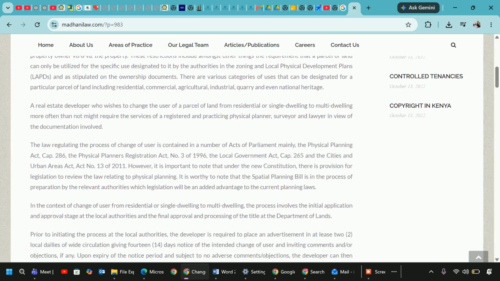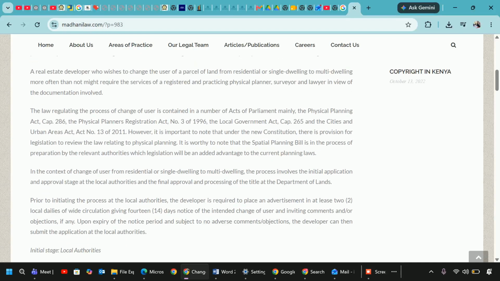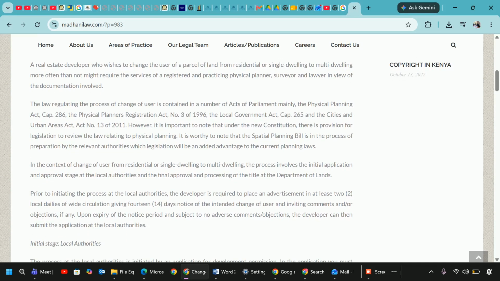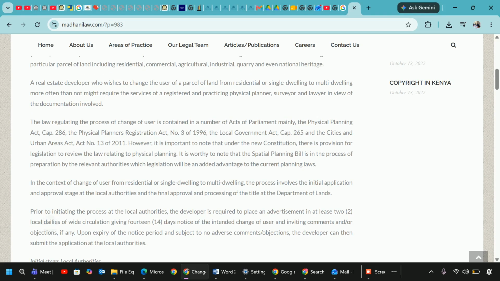And generally, we will begin with the law regulating the process of a change of user, and it is contained in a number of acts of parliament, namely the Physical Planning Act, the Physical Planners Registration Act, the Local Governments Act, and the Cities and Urban Areas Act number 13 of 2011.